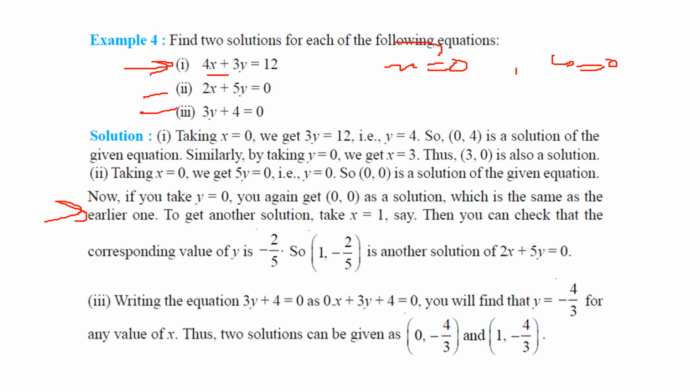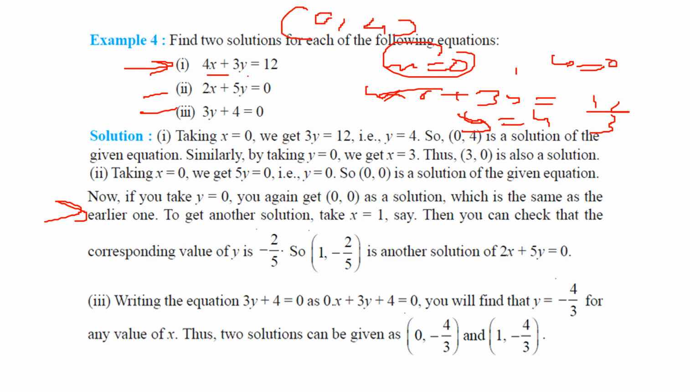I'm putting x equal to 0 here. So 4 into 0 plus 3y equal to 12. This is 0. y will be 12 by 3. That is, y will be 4, since 3 fours are 12. So for x equal to 0, you get y equal to 4. Now put y equal to 0. So what do you get? 4x plus 3 into 0, that is 12. This is 0. So x gives you 12 by 4, that is 3. So for y equal to 0, you get x equal to 3. So (3, 0) and (0, 4) are the solutions.